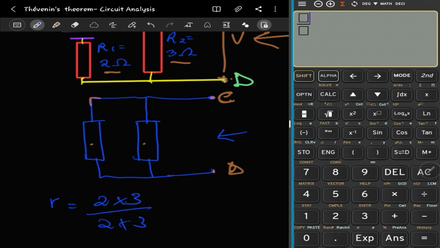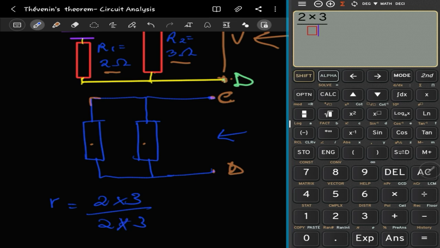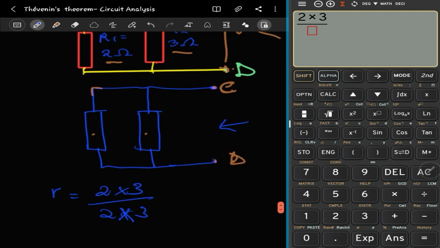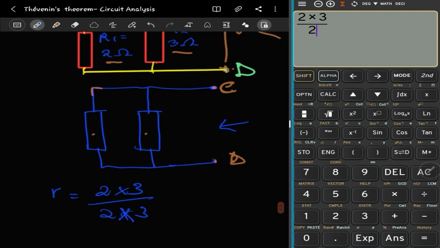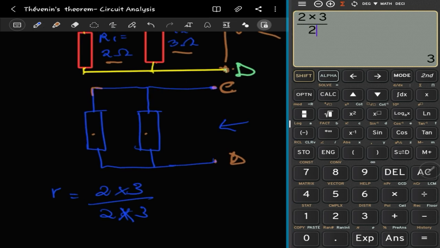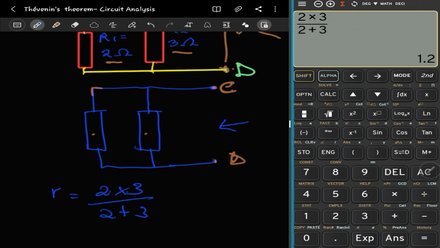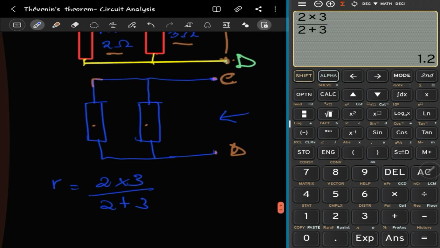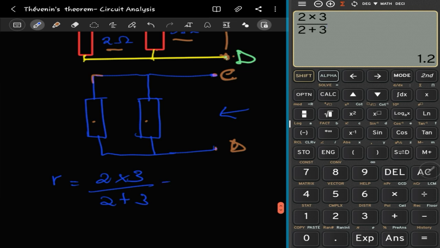So let's see, 2 times 3. Then again, this formula only works for 2 resistances, right? It is the bigger formula that I simplified to this one. Product over sum. Then again, it works for only 2 resistors, or 2 loads, because we are finding effective resistance here in parallel 2. So basically, the internal resistance here, small r, is 1.2 ohms, right?